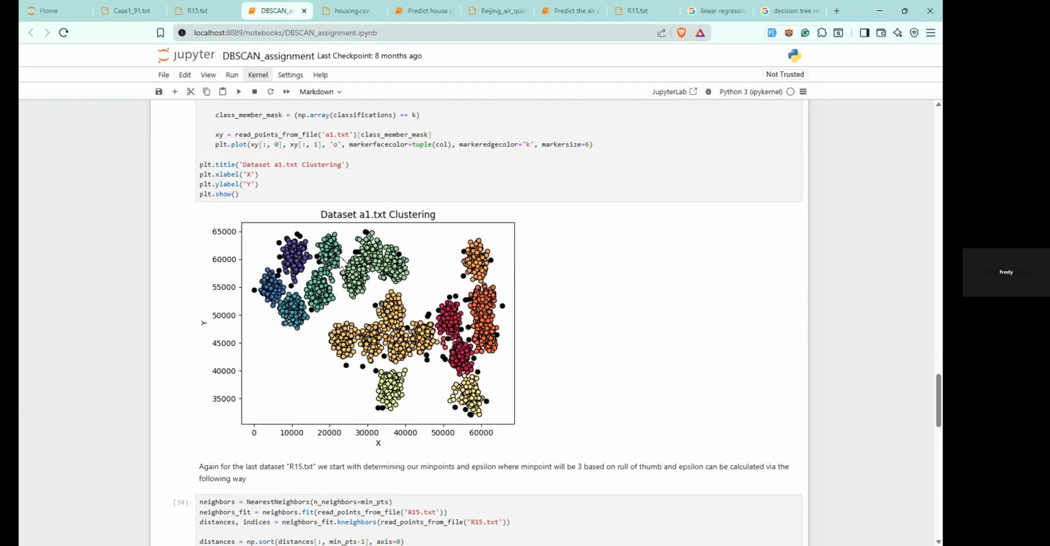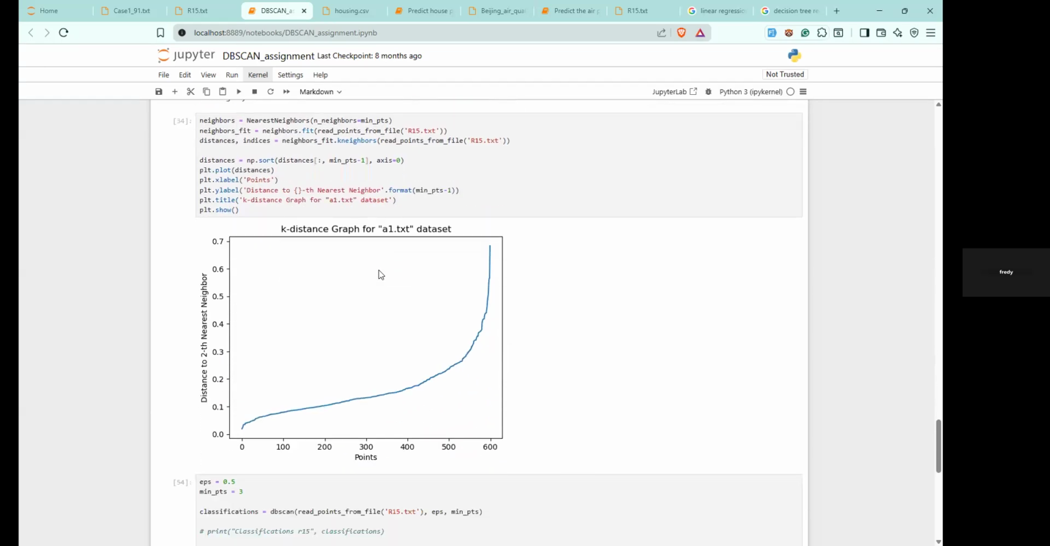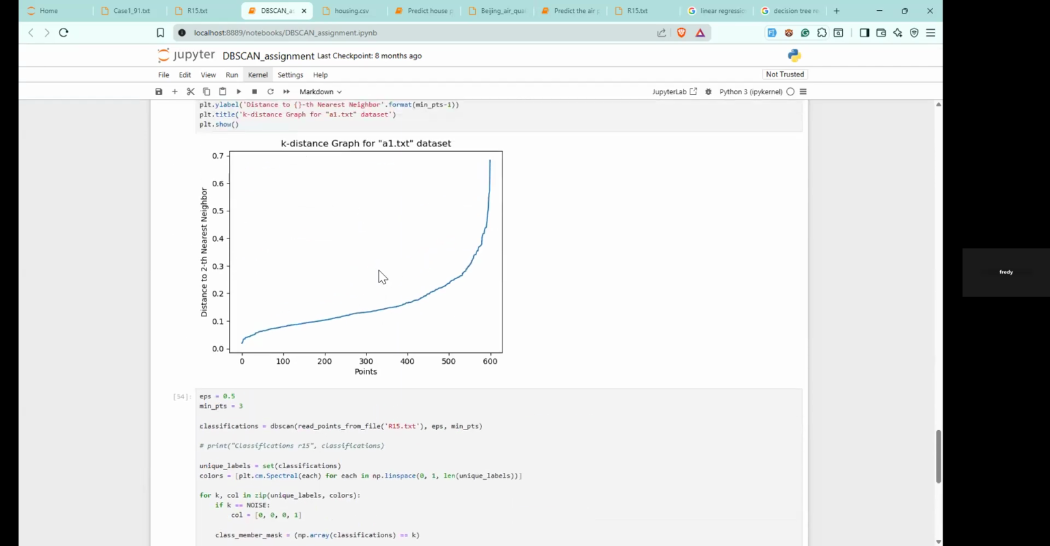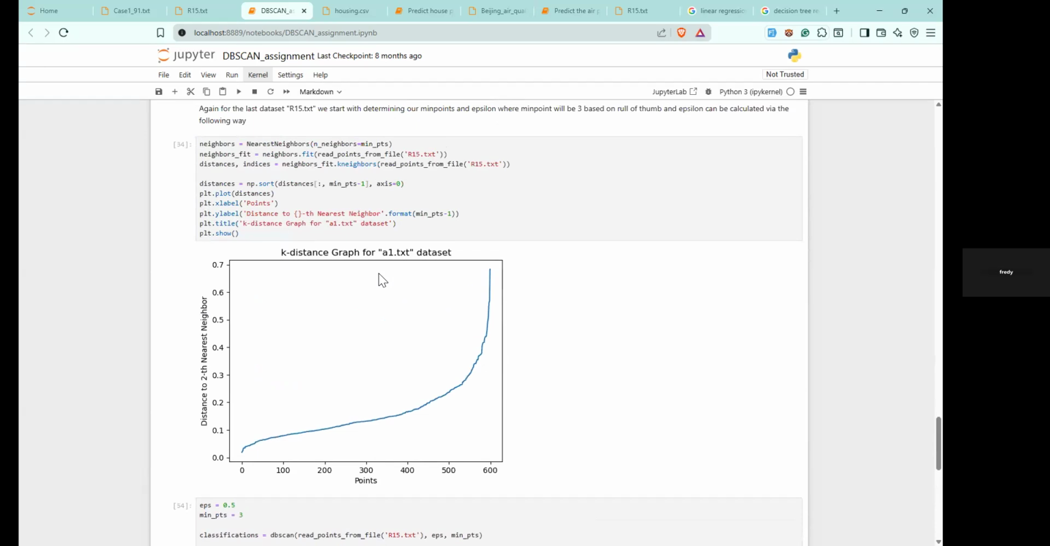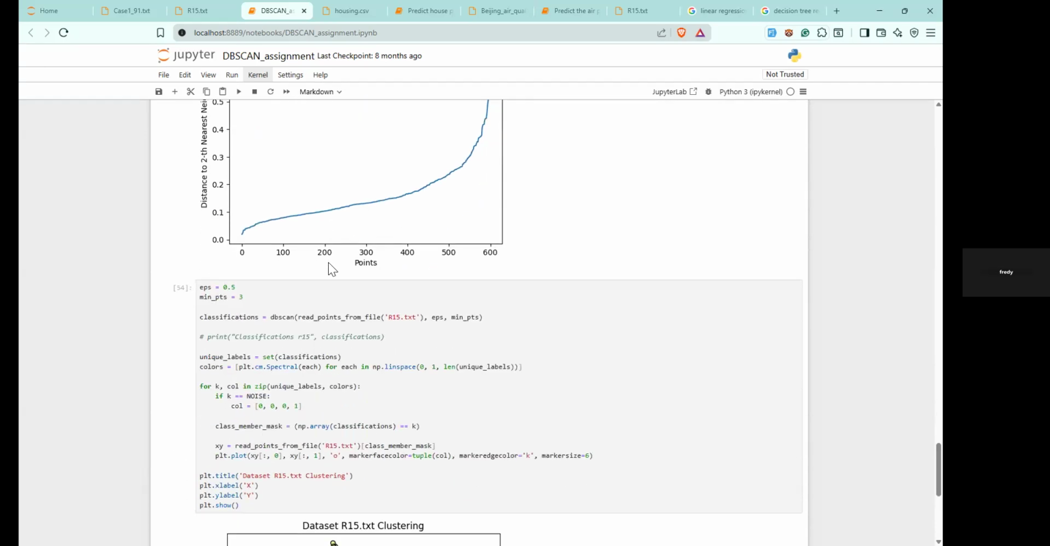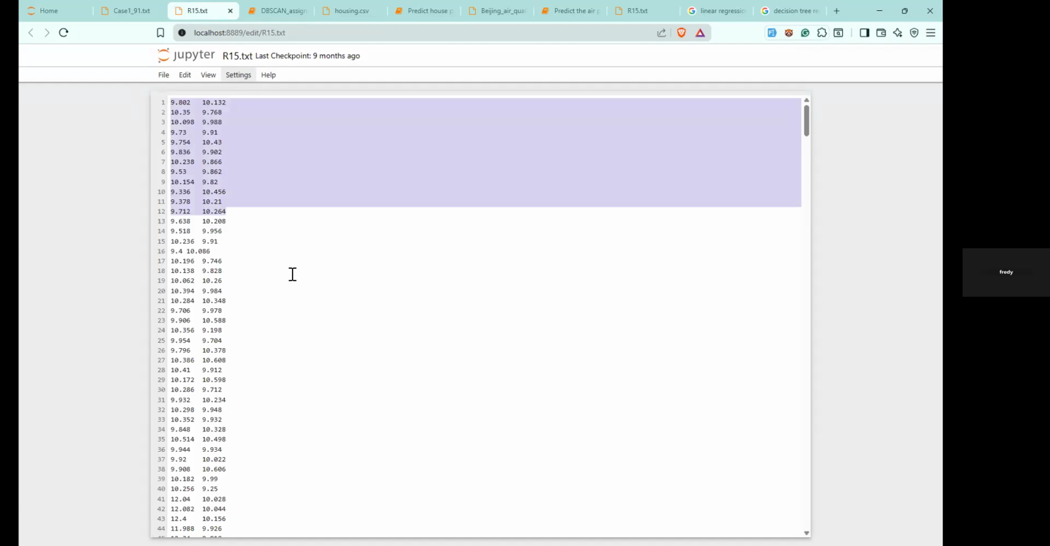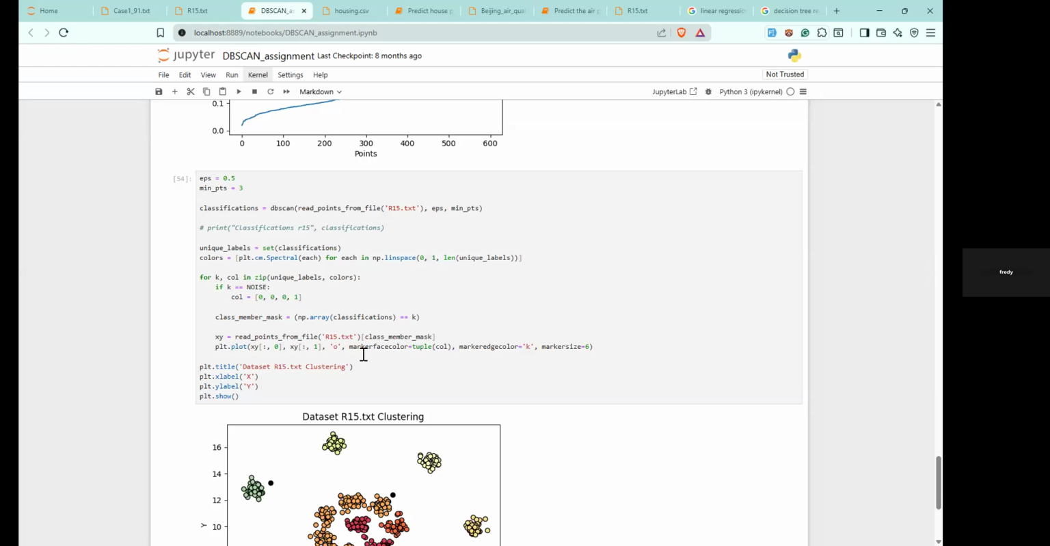Let me go to housing and predict, because it would be repeating the same thing. You will need to be able to tell the epsilon from the K graph, and then use the minimum points from the rule of thumb. Like if your data set has 2 columns, your minimum points should be 3. But remember, this is a rule of thumb. It's not a rule you're supposed to always follow.